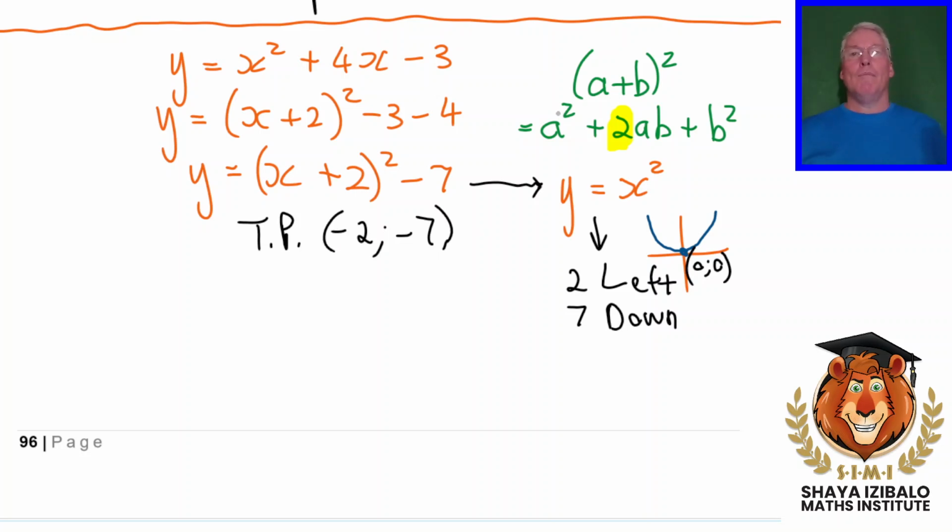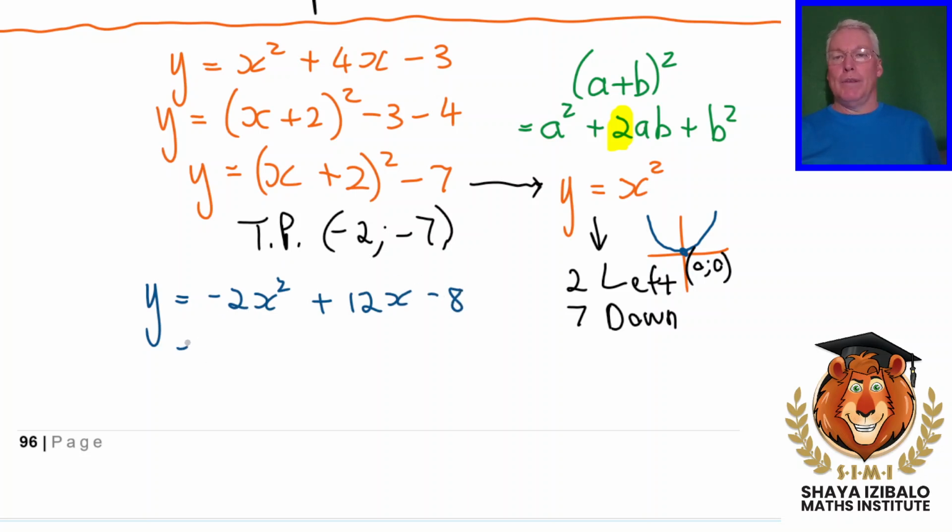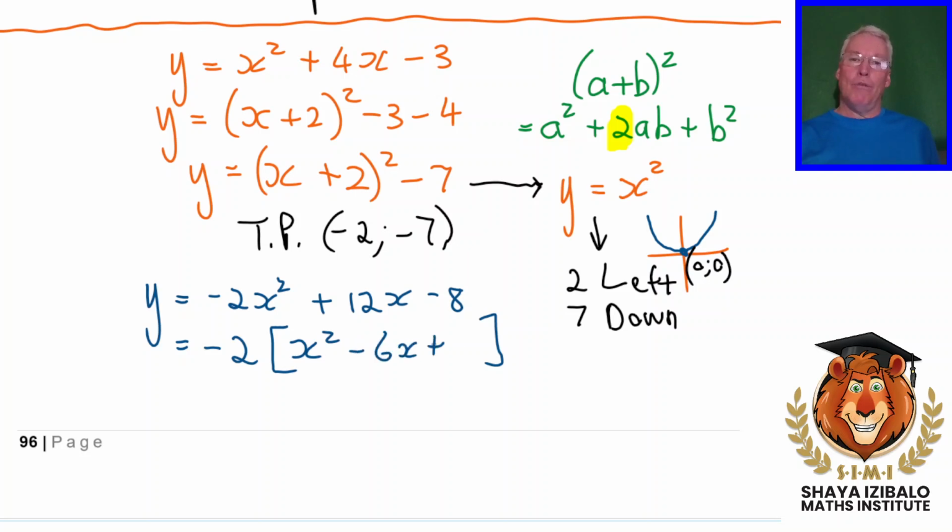Okay, we're going to do one more, all right, because sometimes we've got a number in the front. For example, suppose we had something like y equals negative 2x squared plus 12x minus 8. Right, the negative 2 is a bit of a problem, but what we're going to do is we're going to factor it out. We can't divide it out because this is an expression for y. Whatever we write on this line has to equal what we had on the line before. Inside here, we're going to get x squared. We're going to get minus 6x, and we're going to get plus 4.